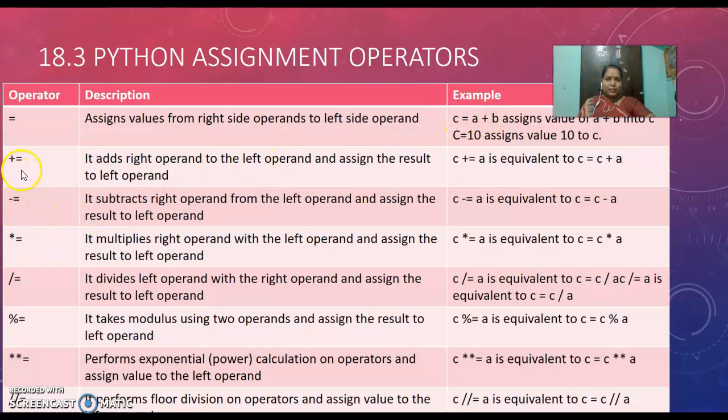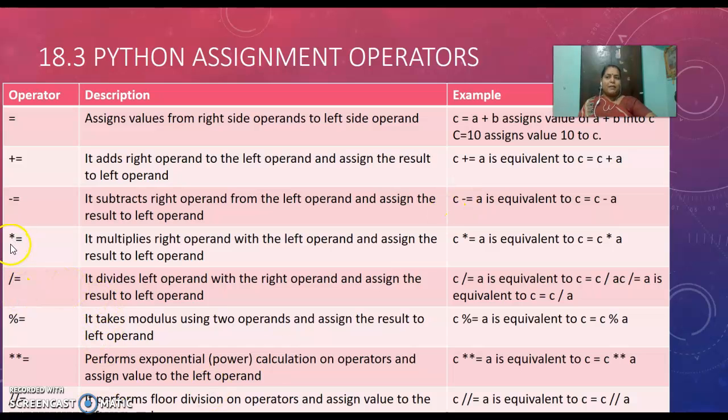Next, plus equal to, this will add the right hand operand to the left hand side operand and assign the result to the left hand side operand. For example, C plus equal to A is given. First it will add C with A and the result is stored in C itself, that is equivalent to C equal to C plus A. Similar way, minus equal to, this will subtract the right hand side operand from the left hand side and assign to the left hand side operand. So C minus equal to A, in the sense first A is subtracted from C and the resultant value is assigned to C itself.